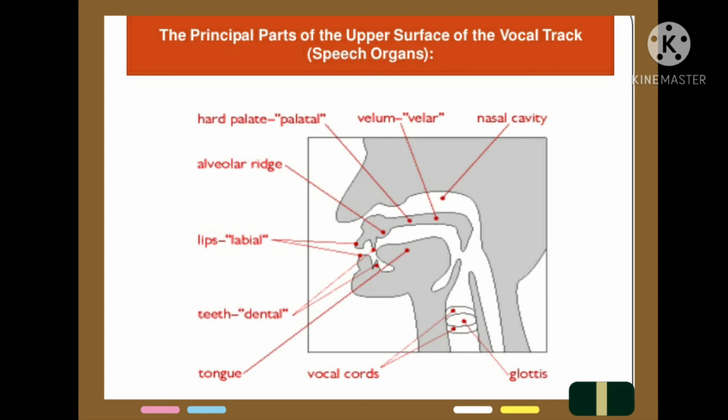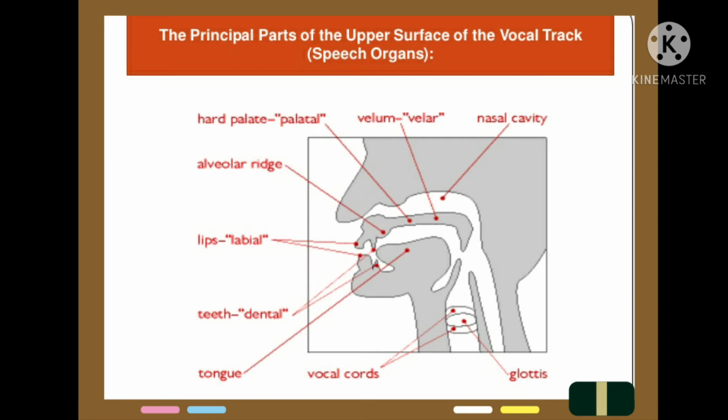Oral cavity, the area that consists of the buccal cavity, or the space between the lips and the cheeks, and the mouth cavity. Glottis, the space between the vocal cords. Vocal cords, composed of twin infoldings of mucous membrane stretched horizontally across the larynx. They vibrate, modulating the flow of air being expelled from the lungs during phonation.